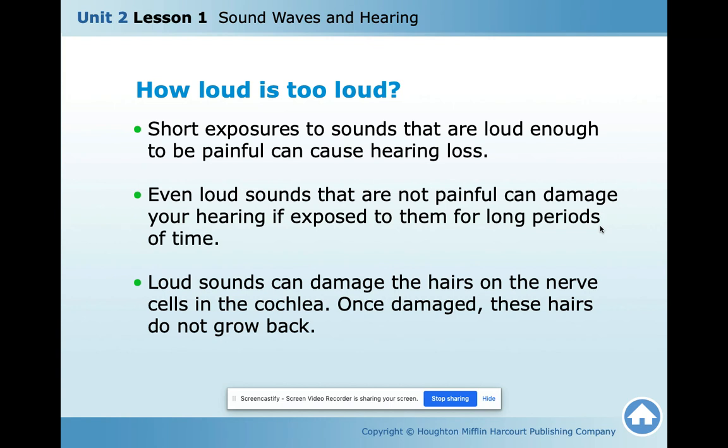Because what happens is you have these little hairs on nerve cells in your ear, and the cochlea is a part of your ear. And those cells and those hairs, as soon as you damage them, they don't grow back. So when they don't grow back, you actually lose some of your hearing. So be careful with all those earbuds that you guys wear, okay?